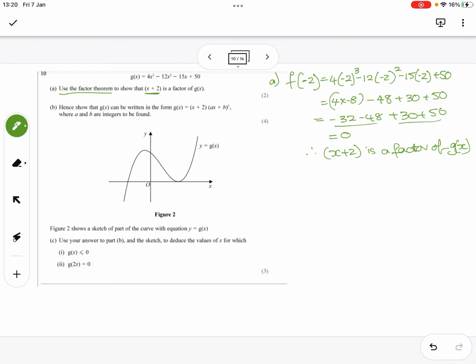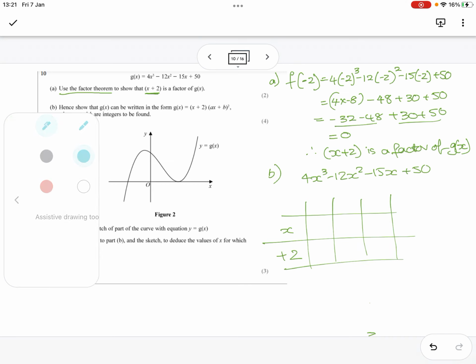Right, so that's A. B. Hence, show that g of x can be written in the form g of x equals (x + 2) and so on. So we need to now factorise it, fully factorise it. I know x plus 2 is a factor, so I'm going to do my division. I'm going to put it up here. I've got 4x cubed minus 12x squared minus 15x plus 50. I've got x plus 2 down here.